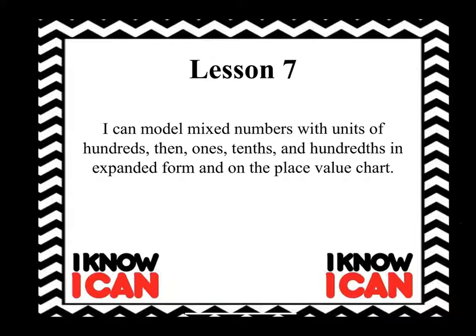I can model mixed numbers with units of hundredths, then ones, tenths, and hundredths in expanded form on the place value chart. So we're going back to that place value chart that we did in the beginning of the year. And we're going into the hundredths this time too. So we could see a number that looks something like this: 427 and 5 hundredths. Pretty big. All right, let's get started.